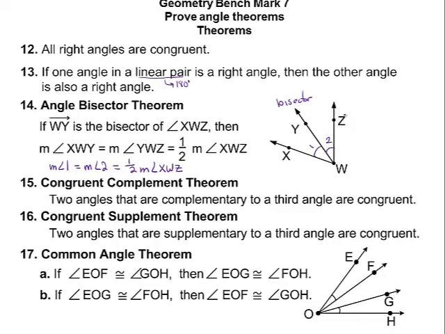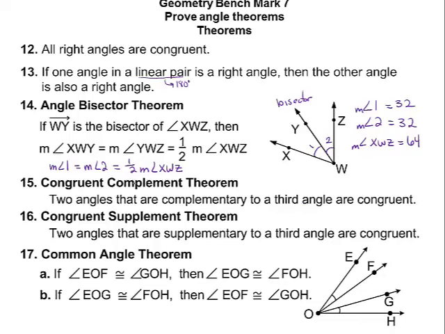So, for example, if angle 1 was 32, angle 2 would also be 32, and then XWZ, sorry, I should put the little m's in front, would have to be 64. Not too bad.